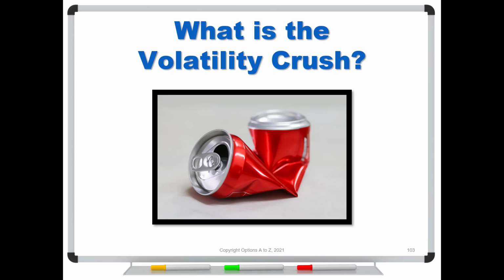And that's okay, they're highly speculative, but if you don't understand the volatility crush, you're going to find out there's a lot of times, almost 100% certainty, that that stock might actually move in the direction you thought, but you could still lose on the option. And it's all because of the volatility crush. So what is the volatility crush and why does it occur?